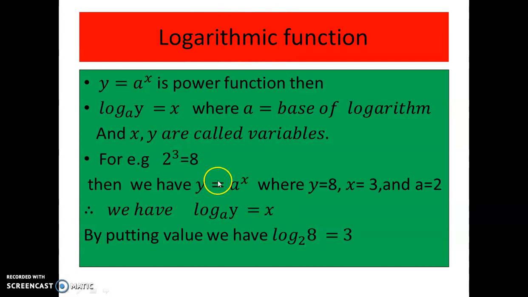In the above expression we derive log y to the base a is equal to x. So we convert the exponent function or power function into a log. We derive that 2 raised to cube is equal to 8 means log 8 to the base 2 is equal to 3. So always remember that if y is equal to a raised to x, then log y to the base a is equal to x. Throughout the chapter, we discuss only this concept.